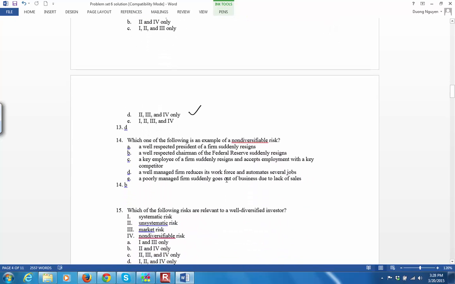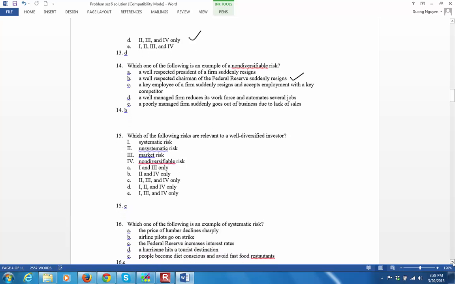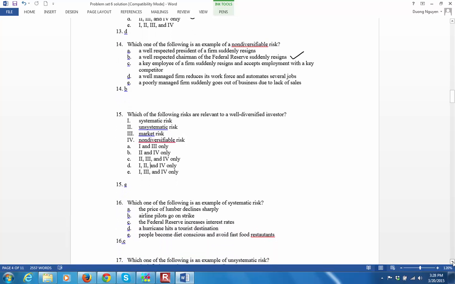Number 14, which one is an example of non-diversifiable risk? Anything related to the market, anything that affects the entire market, which is the Federal Reserve. Number 15, which one is relevant to a well-diversified investor? For a well-diversified investor, you have systematic, market, and non-diversifiable risk, which are all the same thing. Unsystematic risk can be diversified away. So you're looking at 1, 3 and 4. Number 16, which one is an example of systematic risk? Obviously the Federal Reserve, because it's related to the market.